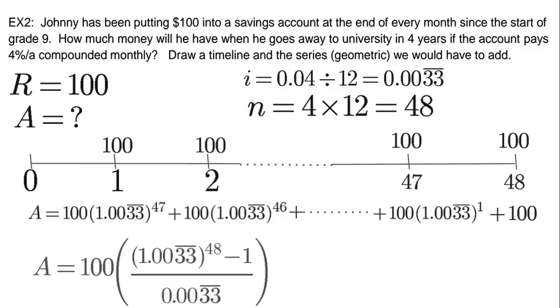And so the formula to add it up looks like this. This is the sum of a geometric series. It's the same formula that we use to add up a geometric series, and it just does it a lot quicker for us. And we get an answer of $5,195.